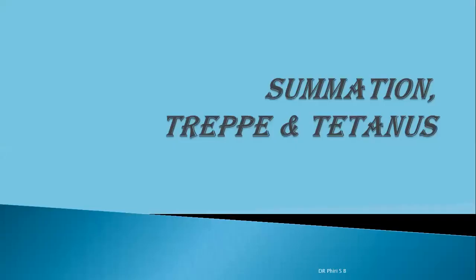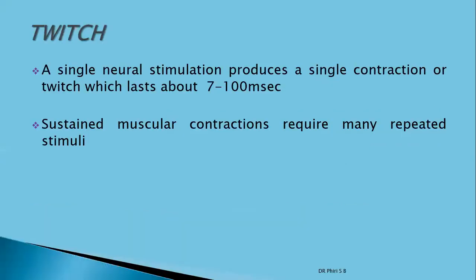The other properties of muscles, so let's look at summation, treppe, and tetanus. A twitch is a single neural stimulation that will produce a single contraction, which lasts about 7 to 100 milliseconds. So a muscle twitch is a single stimulation that will produce a single contraction. That's called a muscle twitch.